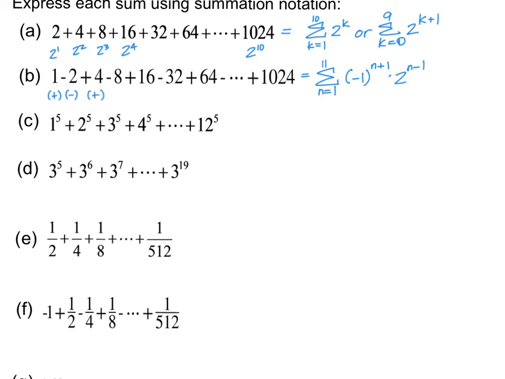There are different ways of writing this. So this one, part B, you could also write with n starting at 0 and ending at 10, in which case it would be -1 to the nth times 2 to the nth power. So there are always multiple ways of writing these things. Even this second one can be written like this. Since they're both raised to the nth power, you can write it as -2 to the nth power.